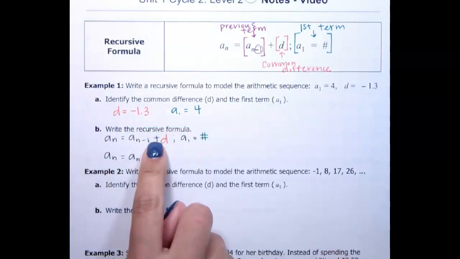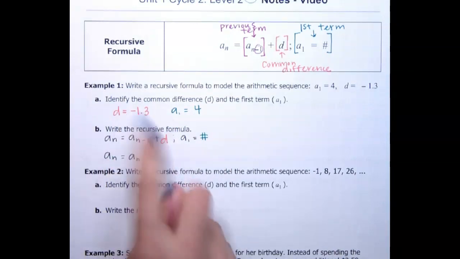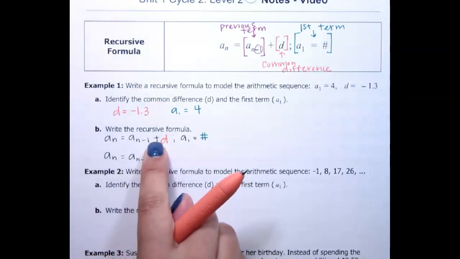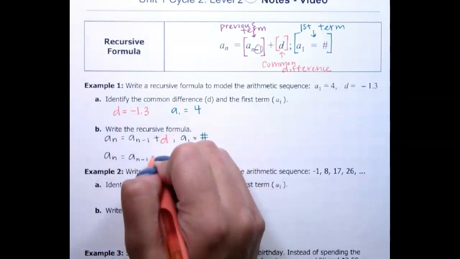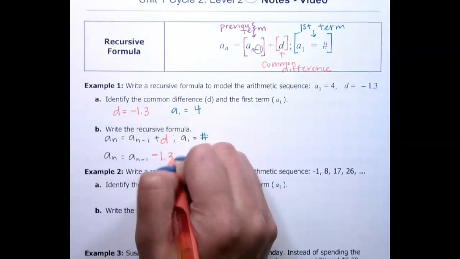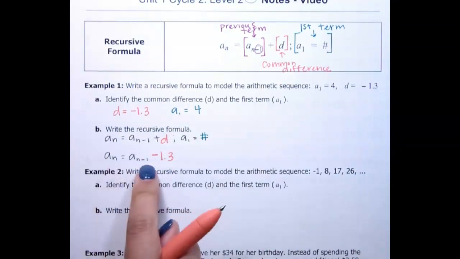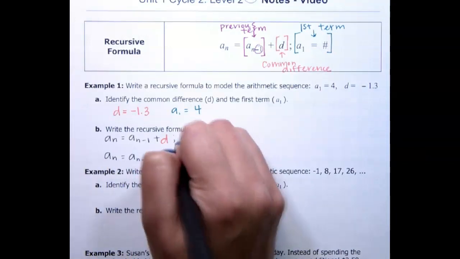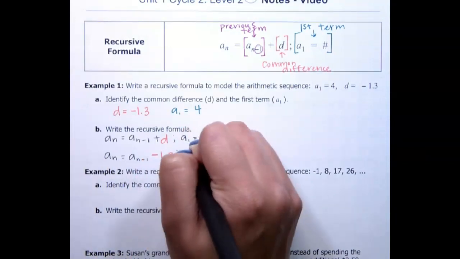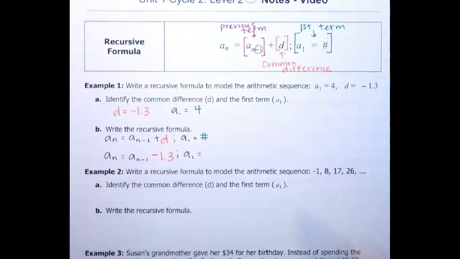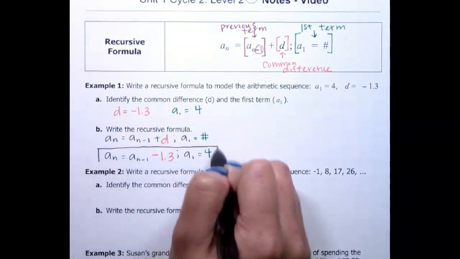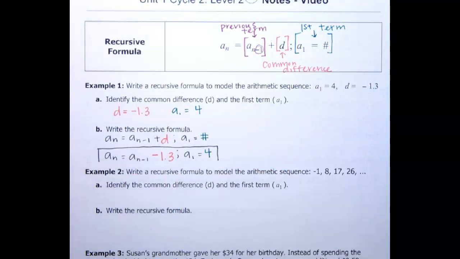So my final answer is a sub n equals a sub n minus 1. Now, I have plus a negative. You can't have a plus and a negative next to each other. That looks ugly. So when you have these two signs, the negative wins. So it's just a sub n minus 1 minus 1.3. And then I have to show that my first term is 4. And that's it. This is my final answer. This is the formula or the equation that we want you to write.